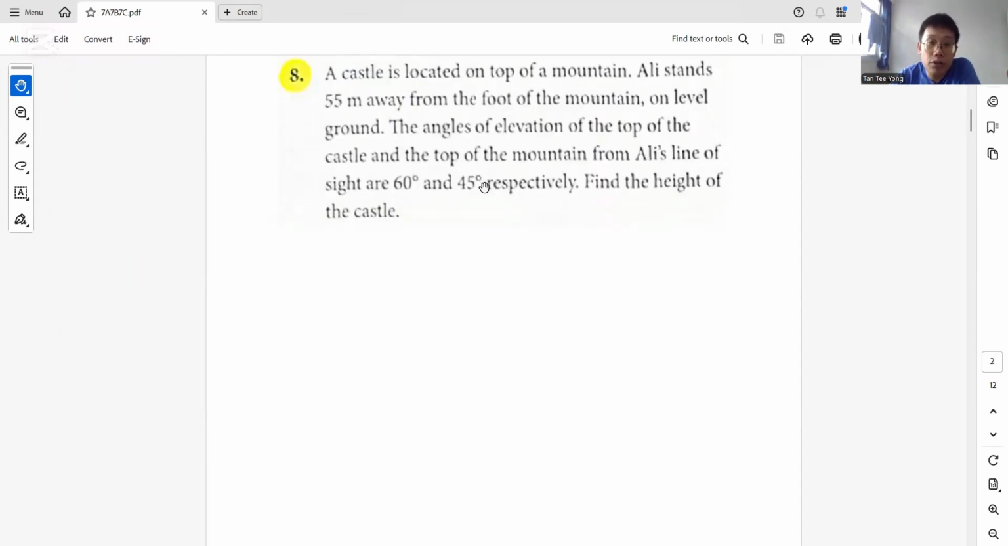Let's go through question 8 together. Question 8 has no diagram, so it's very hard to do this type of question without one. Of course, we must create a diagram. So let's read the question and create the diagram together.